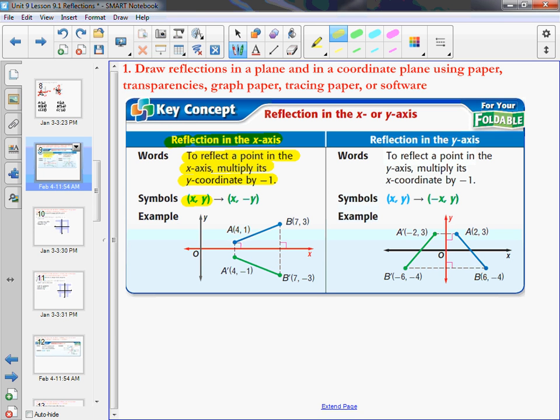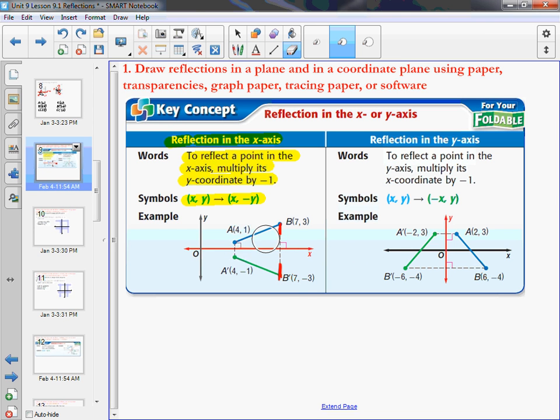In symbols, and I like the symbols, we'll use this kind of notation a little bit later too with translation. The point (x, y) becomes, I like to think of the arrow as becomes. Technically it's mapped onto, the point (x, negative y). Because look, if the x-axis is your line of reflection, the x-axis is a horizontal line. So if I reflect A in that horizontal line, its x-coordinate's not going to change, is it? A and A prime are going to have the same x-coordinate. B and B prime are going to have the same x-coordinate. But the y-coordinates are on opposite sides of the x-axis, so if one y-coordinate is positive, the one of its reflection must be negative. Make sense?